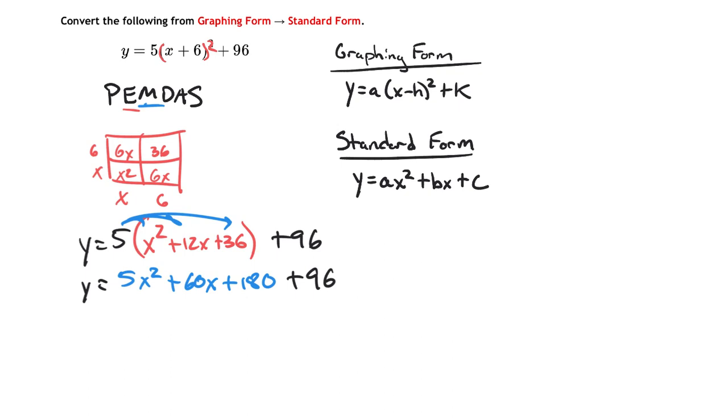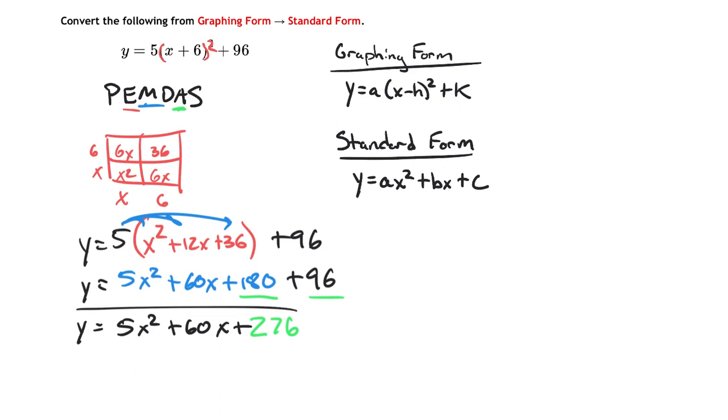So we're going to finish with our addition, which is our last step here. And so we're going to add our 180 plus 96. When you add that together, you get a total of 276. But you still have your 5x squared plus 60x out in front, and that would be your answer. That is your answer in standard form.